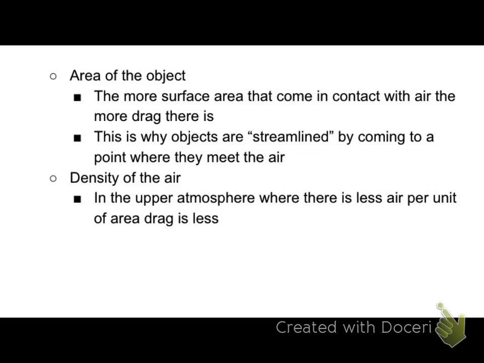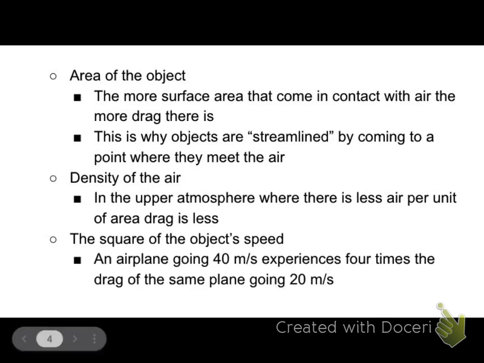And now truly the last factor that affects it would be the square of the object's speed. This means that the faster you're going, the more drag you experience. And because it's the square of the object's speed, if an airplane is going 40 meters per second, that's only double 20 meters per second. But because we're squaring that, it experiences 4 times the amount of drag, not just double the drag. So it goes up much faster than you think it might. The faster you're going, the more drag you experience.